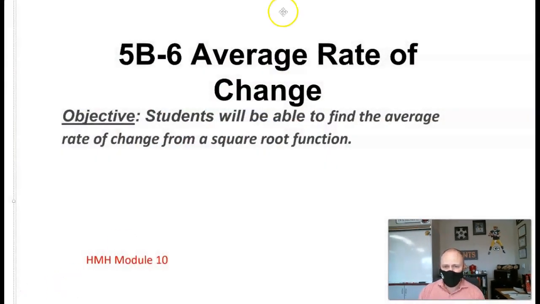We're going to go ahead and calculate average rate of change, specifically looking at square root functions. And this is no different than what we've been doing with average rate of change. So let's go ahead and look at some problems.